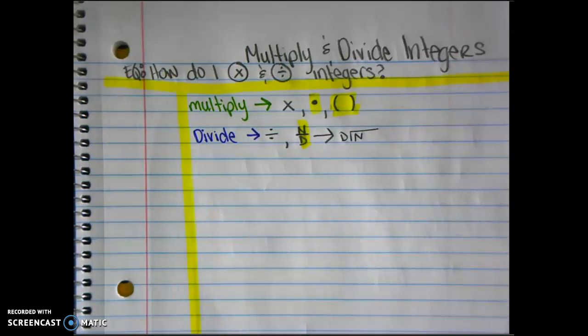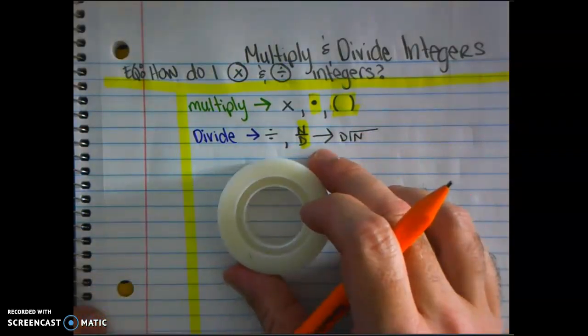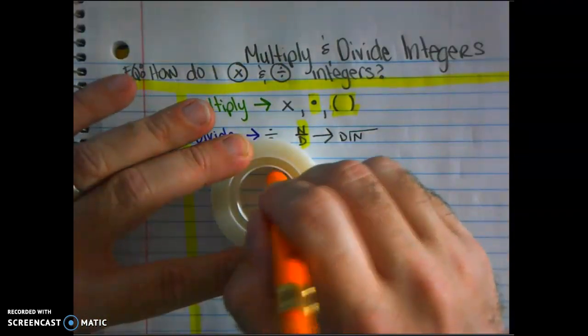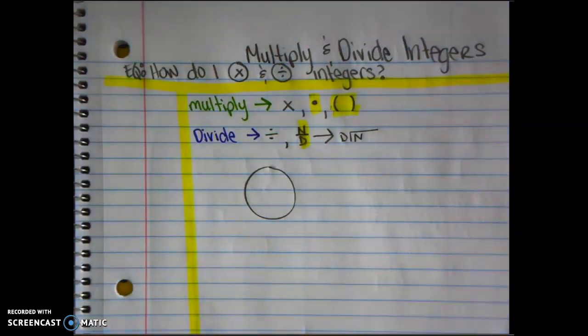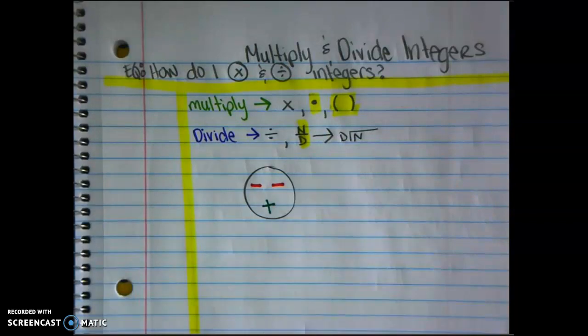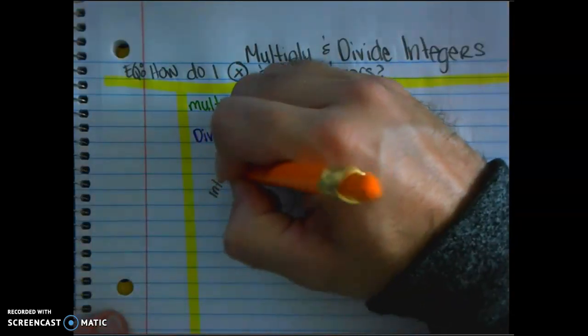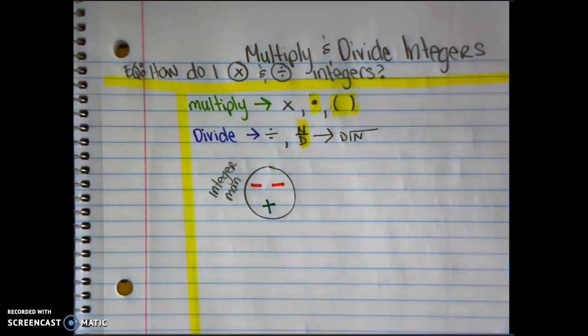So when we are multiplying or dividing integers, there is an easy set of rules, and we're going to talk about those today. This is actually easier than adding and subtracting, believe it or not. I'm just going to draw a little circle here. I'm going to use this little roll of tape to draw my circle. You just do the best you can on your circle. Now in this circle, I'm going to write a positive sign right there, and then I'm going to draw two negative signs right here. I like to call this guy my integer man.